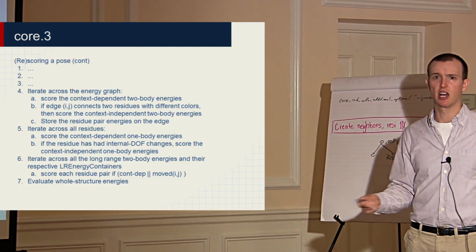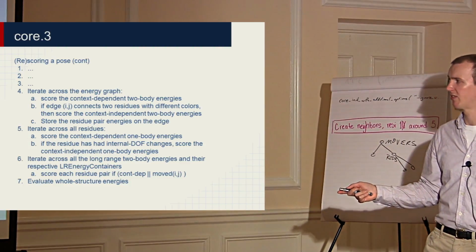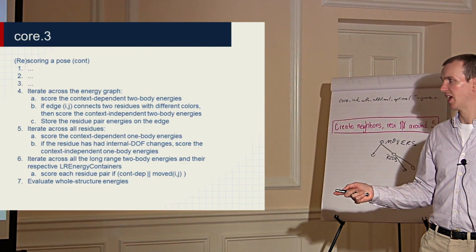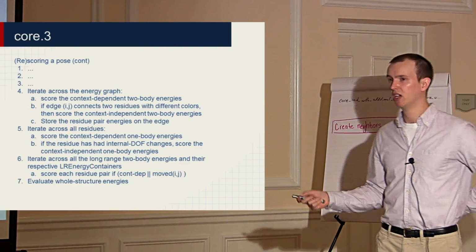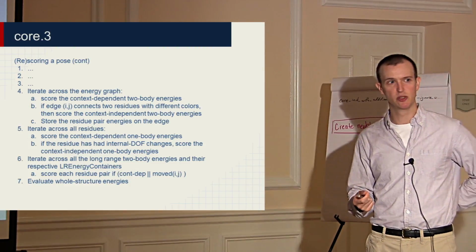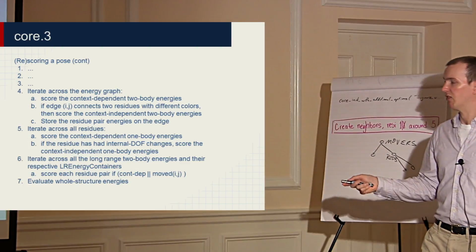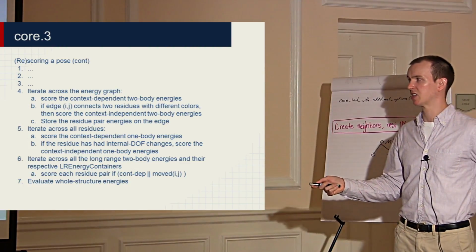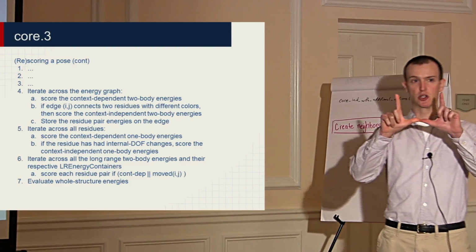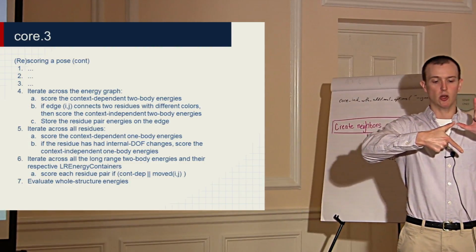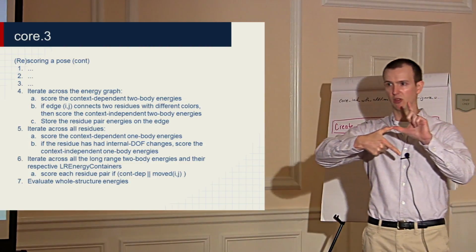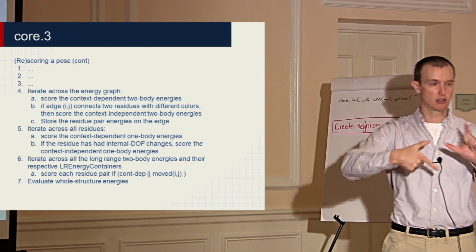Okay, then you're going to iterate across all residues, score the context-dependent one-body energies. You can't prove that the context hasn't changed, and so the one-body energies have to be recalculated. And then you look at the residues that have had internal DOF changes. So let's say you set phi or set chi on a particular residue, then it's had an internal DOF change. And for those, you have to rescore the context-independent one-body energies. So in my example of a fragment insertion in the center of a pose, you only rescore the context-independent one-body energies for the residues at the fragment that got inserted.